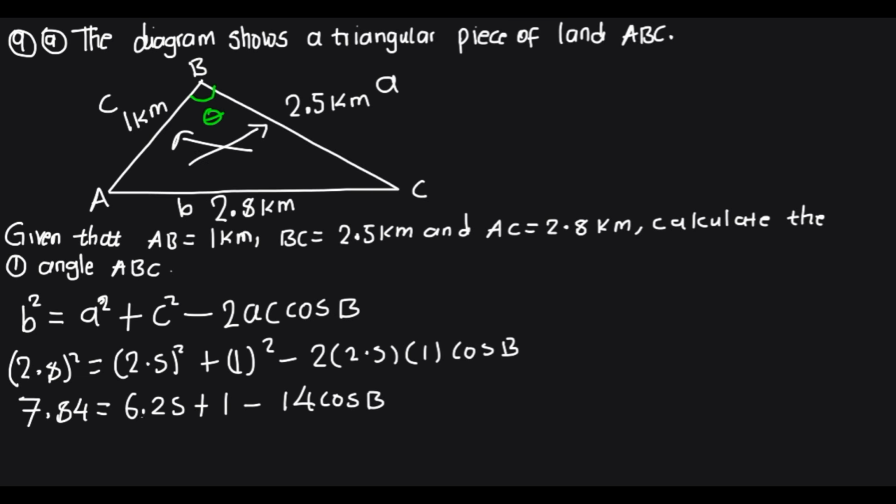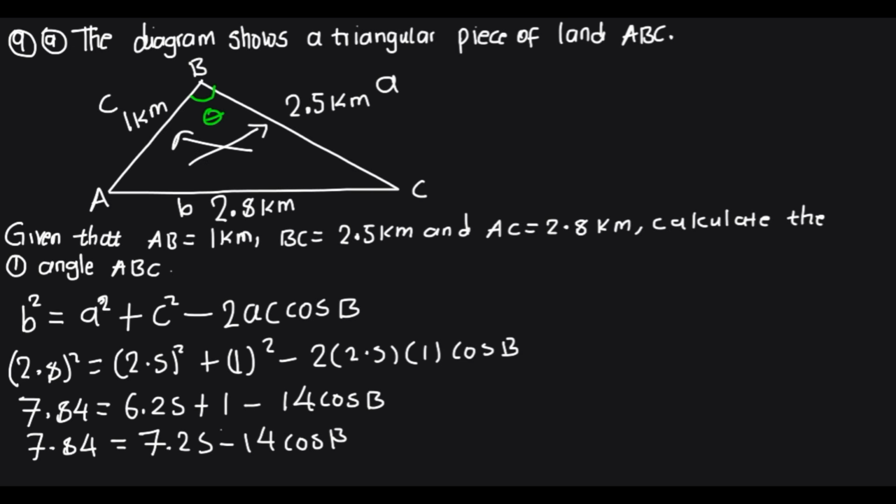So here we are going to add these two since they are like terms. 6.25 plus 1 is 7.25, minus 14 cos B. Now our point here, we want to make cos B the subject of the formula.